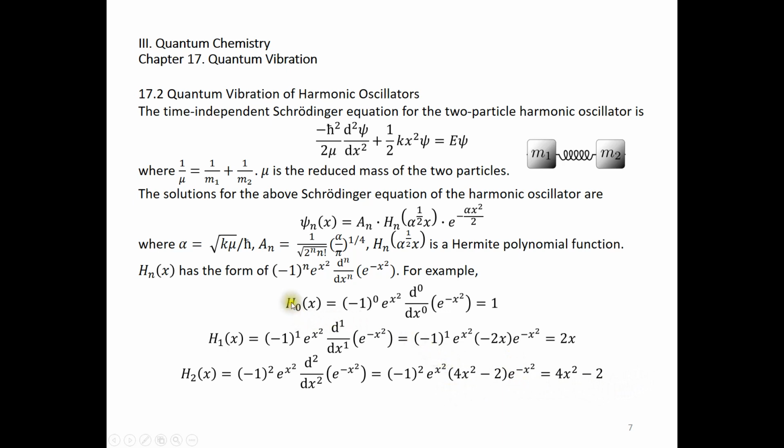So you can see H sub 0 is the 0th order polynomial function, H sub 1 first order, H sub 2 second order polynomial function, H sub 3, H sub 4 will be the third and fourth order polynomial functions. It's just we need to determine the derivatives of a Gaussian function and do some multiplication. That's it.